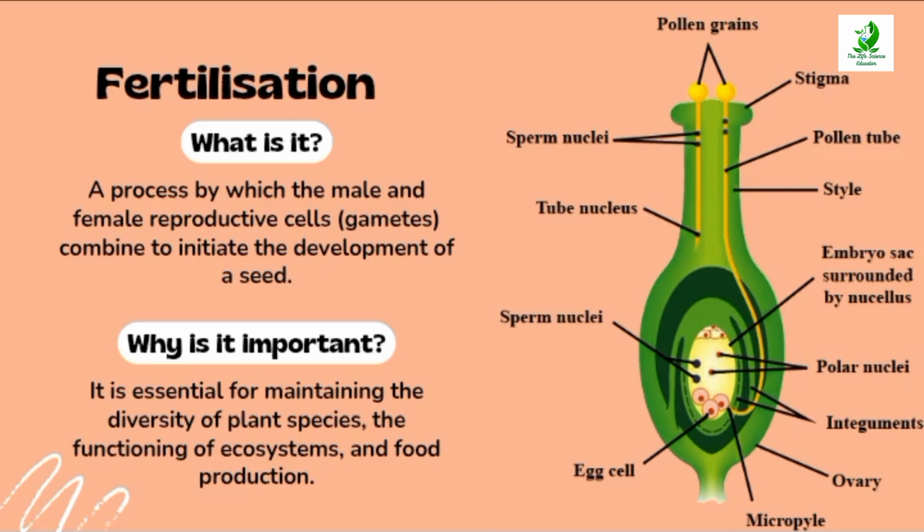And this fertilization process is essential for maintaining the diversity of plant species, the functioning of ecosystems, and food production. After the fertilization process, the zygote divides several times and forms the embryo, which then develops into a seed. After fertilization, the ovary develops into fruit and the ovule develops into seed.